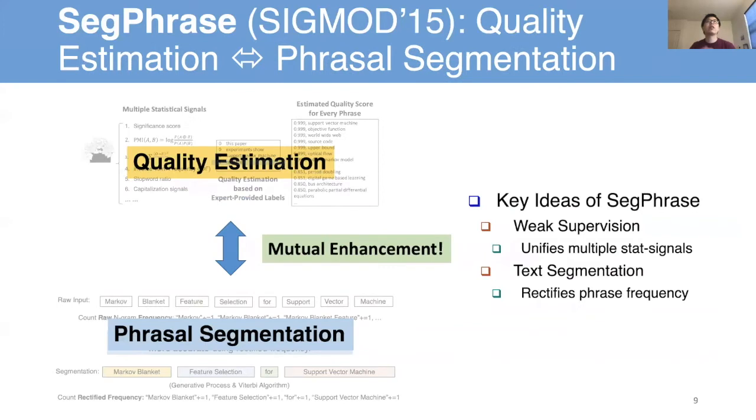So the key idea of the SegPhrase is we build a mutual enhancement loop between the quality estimation and the phrasal segmentation. We use the weak supervision to train the classifier which unifies multiple statistical signals. This classifier is further used in the phrasal segmentation, which can further rectify the phrase frequency. So using this rectified frequency, we have better statistical signals, then it forms a mutual enhancement loop.